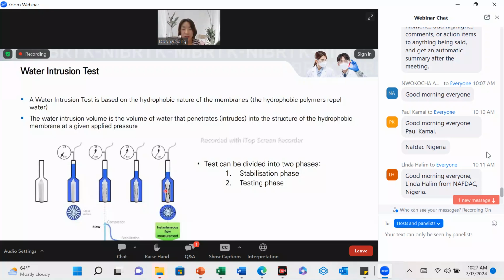And once it stabilizes, the water flow almost stops like this. This test is to confirm that there is very little water flow at this point after stabilization. This is how we ensure the filter's integrity through the water intrusion test.